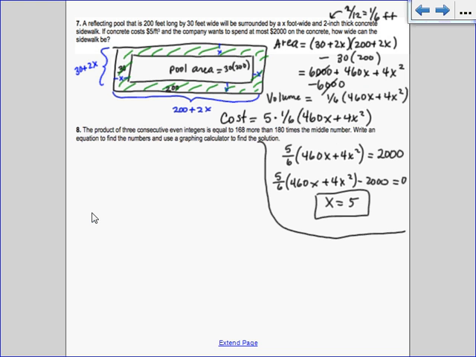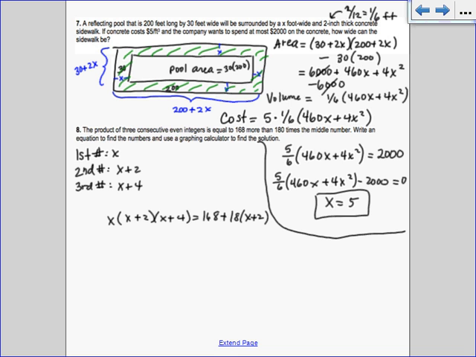All right, so this last one says that the product of 3 consecutive even integers is equal to 168 more than 180 times the middle number. So write an equation to find the numbers and use a graphing calculator to find the solution. Okay, so if you have the product of 3 consecutive even integers, the first number we're going to call x. The next even number would be x plus 2 because you have to skip over that odd number between it. And then the third number ends up being x plus 4. So we write the product of those 3 numbers is equal to 168 more than 180 times the middle number. Does that make sense? So that's our equation: x times x plus 2 times x plus 4 equals 168 plus 180 times x plus 2.